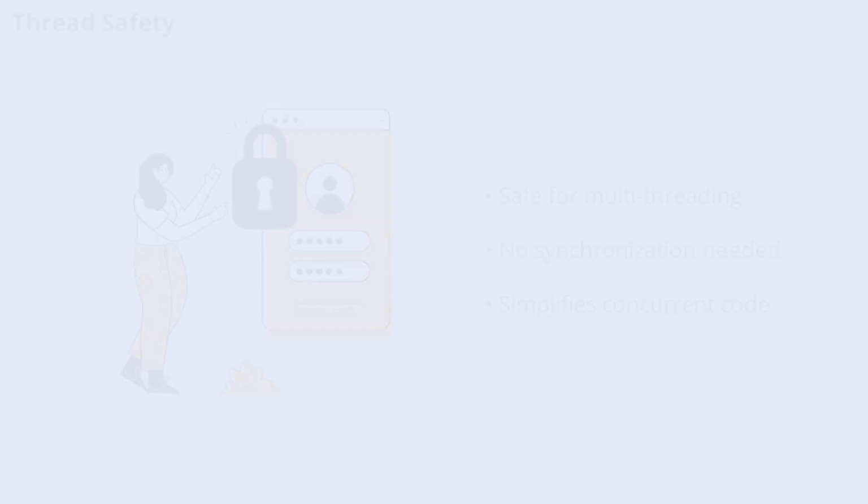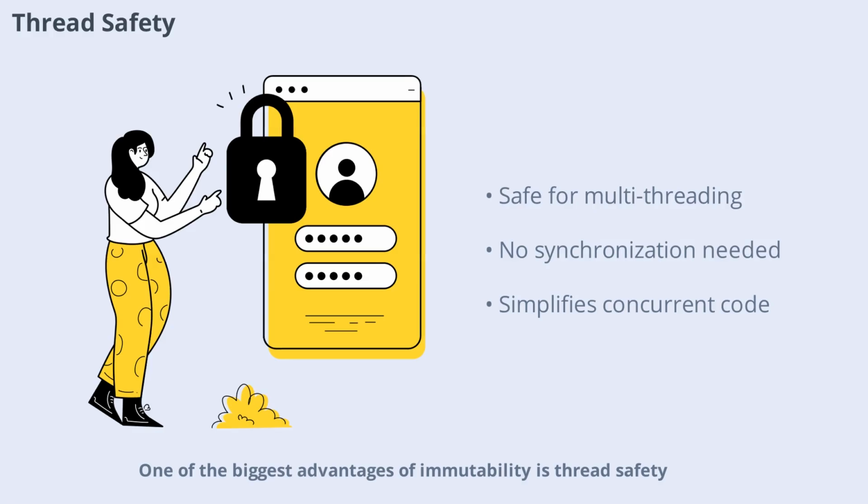One of the biggest advantages of immutability is thread safety. Since immutable objects can't change, you can share them freely between threads without worrying about synchronization. This leads to simpler, safer concurrent code and fewer headaches for developers.